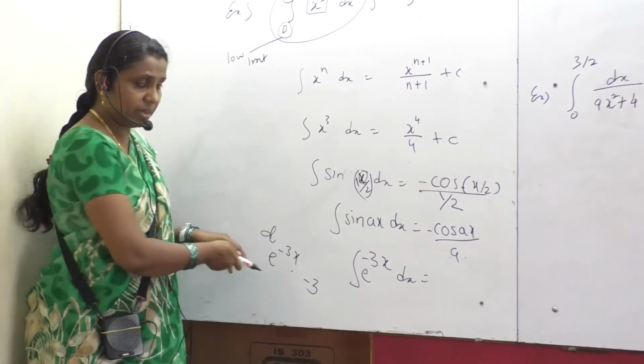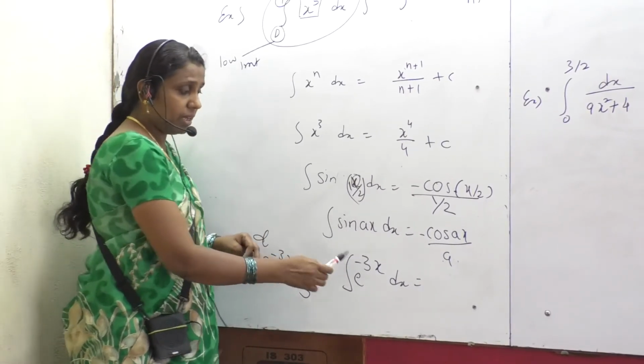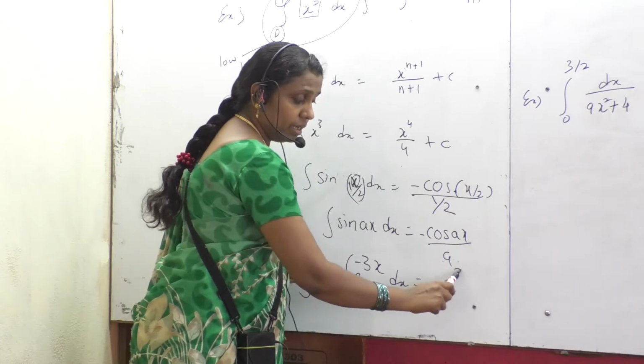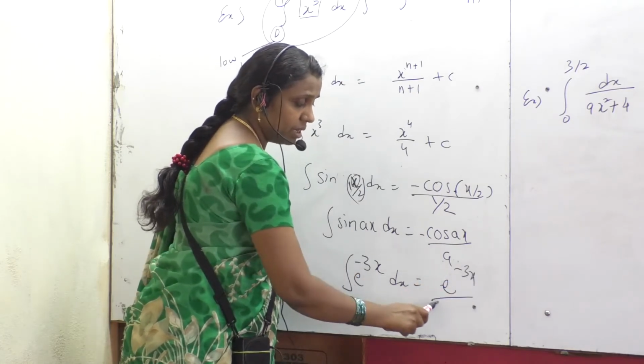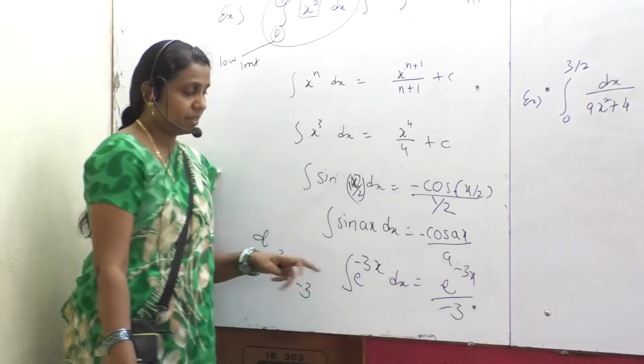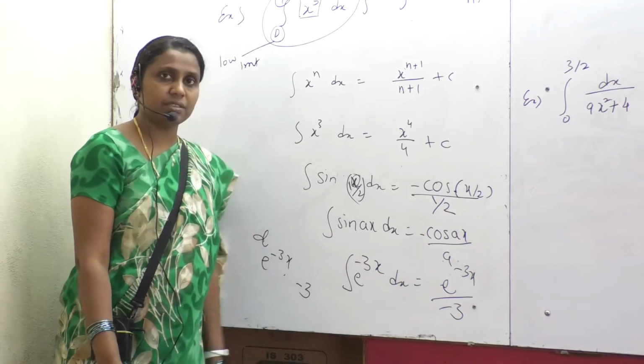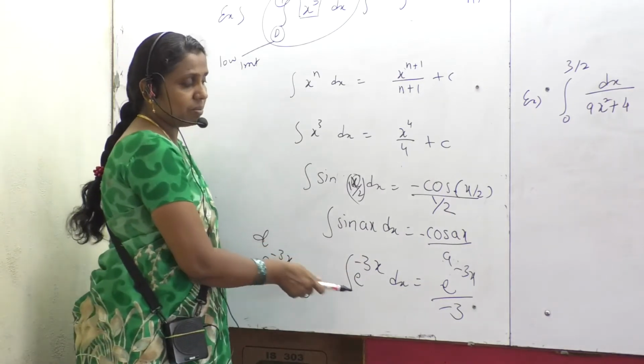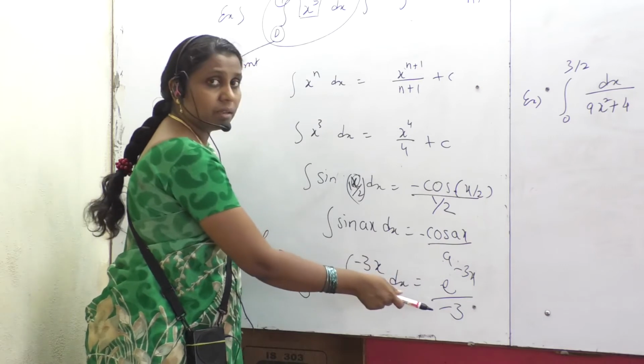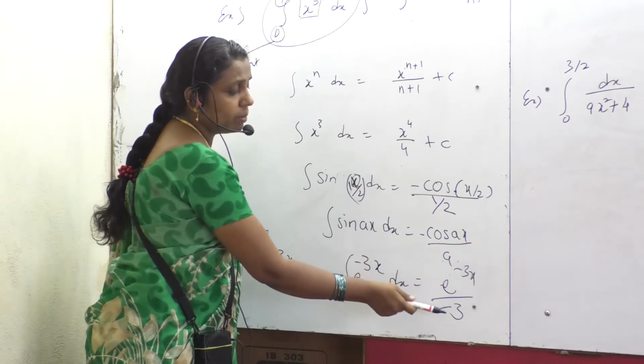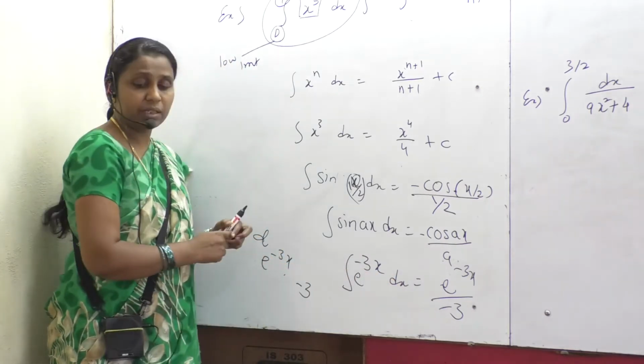See, this is how it will be continuing in product form. And here what it will be? e raised to minus 3x divided by minus 3. This is the formula for integration. So whenever integration is appearing, the coefficient constant will be in the denominator. Please do remember that one.